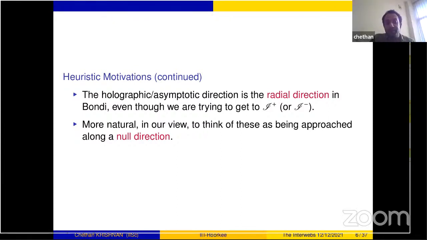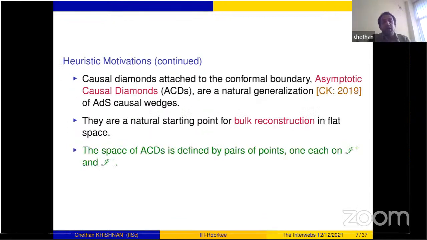One more motivation, so to speak, is that the holographic or asymptotic direction is the radial direction in bulk. So even though the screen is in 𝗧 plus or 𝗧 minus, the way you go to the asymptotic region is along a radial direction. And I think it is more natural to think of these as being approached along a null direction. So that's, let's say, another way to think about it, another motivation for another gauge.